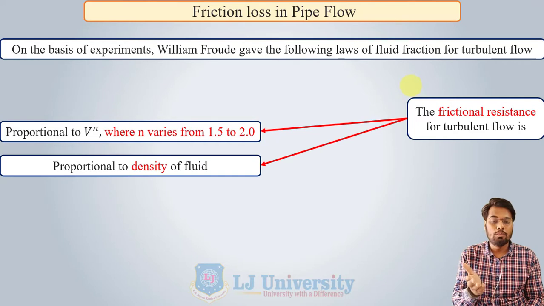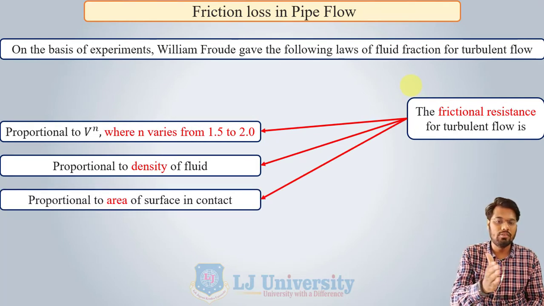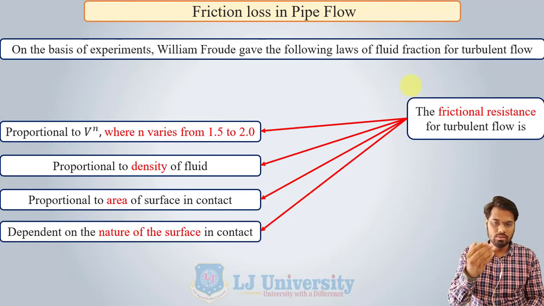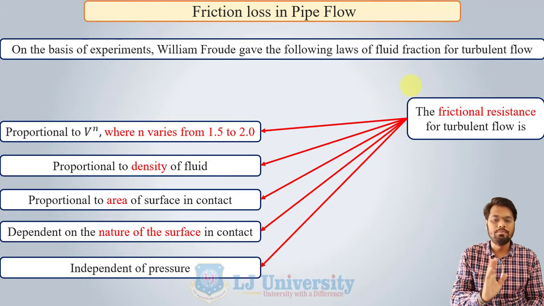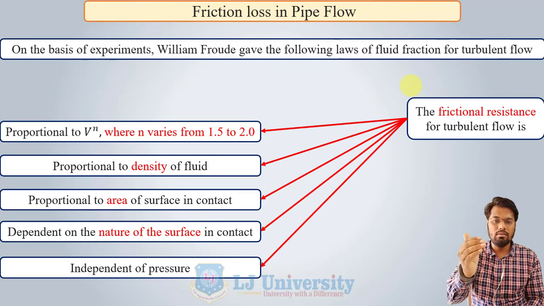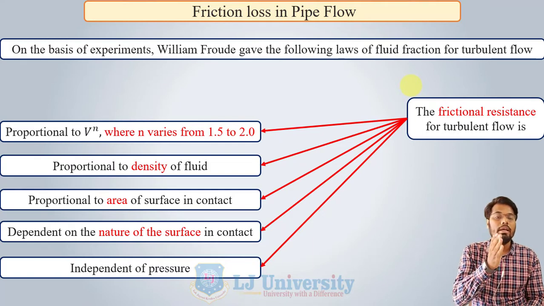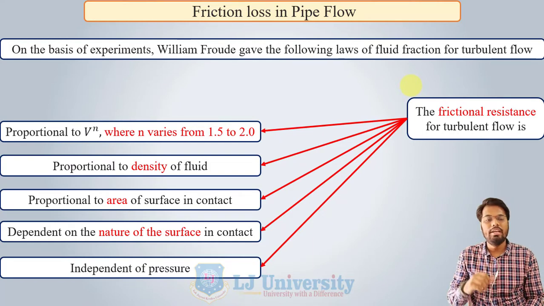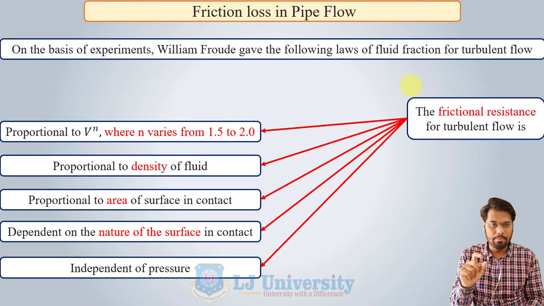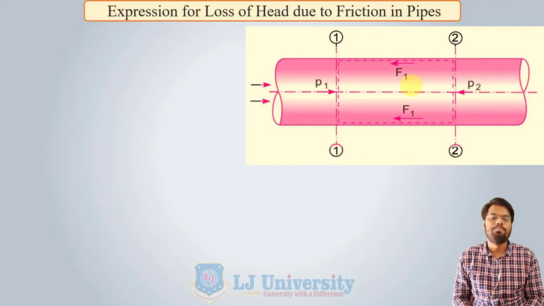It is also proportional to the density of the fluid. It is proportional to the surface area in contact. It is also dependent on the nature of the surface and independent of the pressure. So, frictional resistance is directly proportional to the velocity, density, surface area and the nature of the surface. It means it's the surface roughness which plays the most important role in providing friction to the fluid layer. It is independent of the pressure. So, these are the parameters which are related to the frictional resistance.